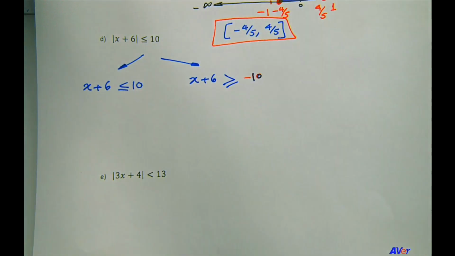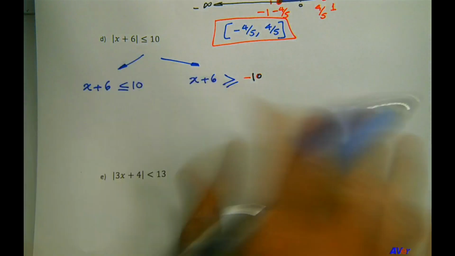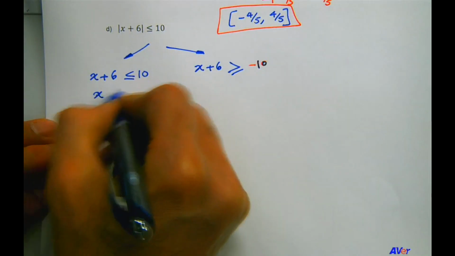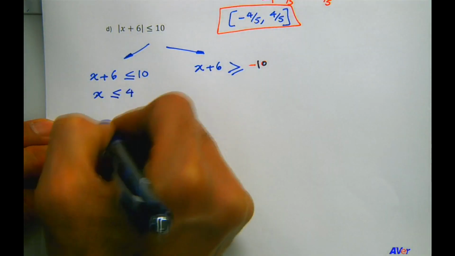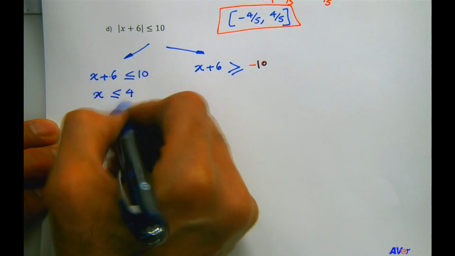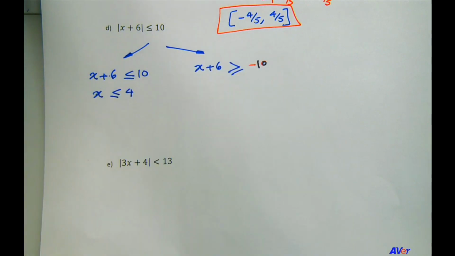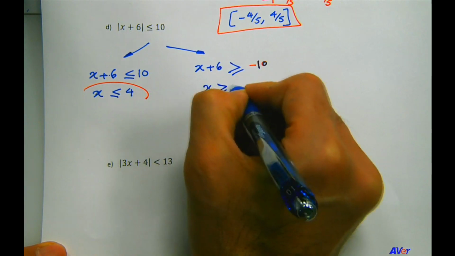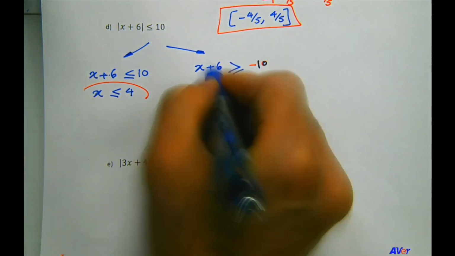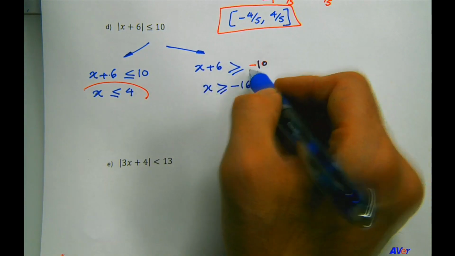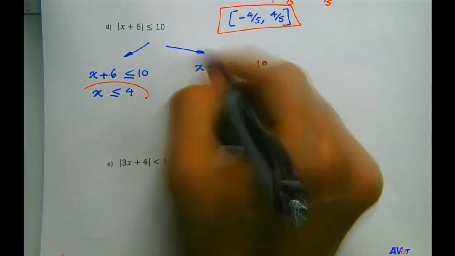Okay? So now let's solve for x using each path. So this is x less than or equal to 4, right? Put 6 on the other side, subtract. 10 minus 6 is 4. So that's one of the solutions. The other solution says x greater than or equal to minus 16, right? If you put the 6 to the other side, it becomes minus 6. Minus 6 and minus 10, minus 16. So this is another solution.